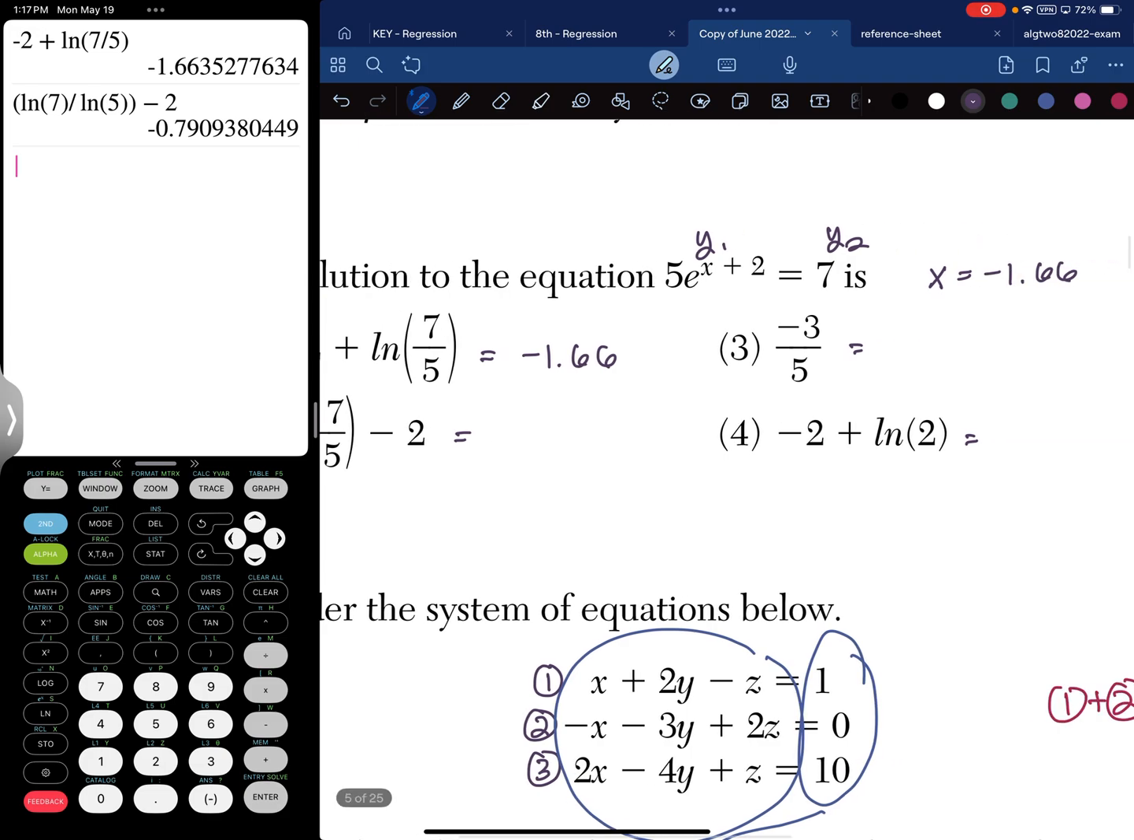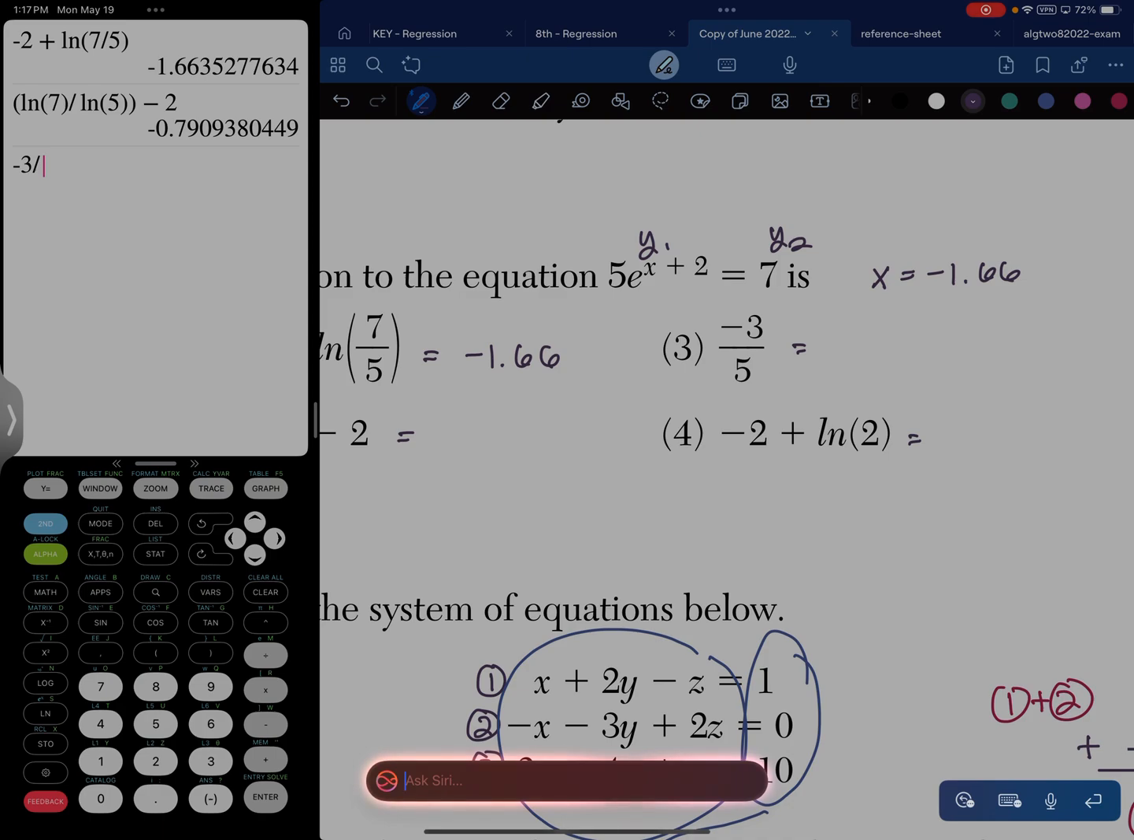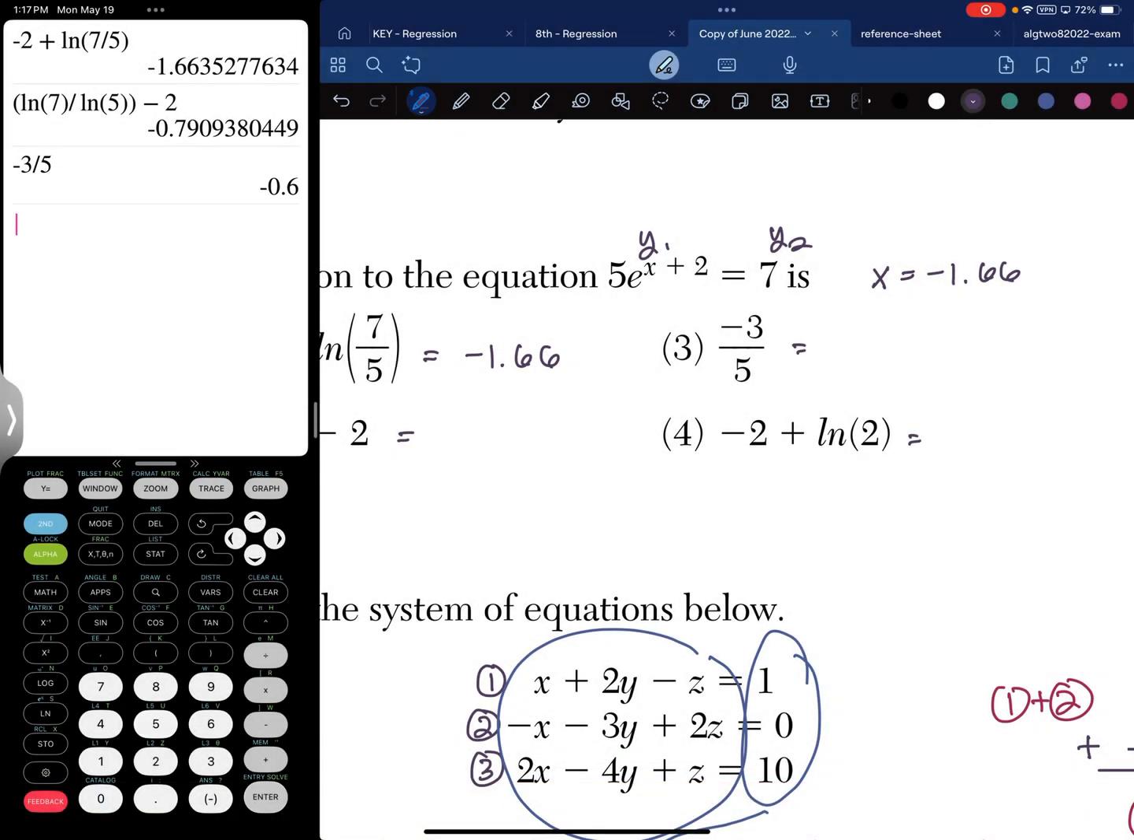That's not it. Negative 3 divided by 5. Negative 0.6. That's not it. Negative 2 plus the natural log of 2. That's not it. So it for sure was that number 1. That's all you had to do. You found the correct intersection.